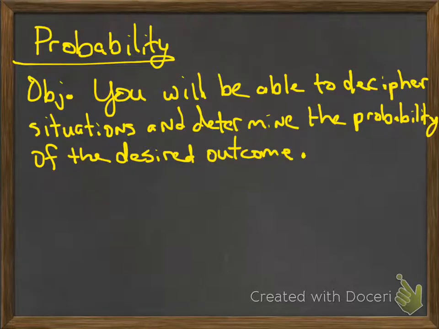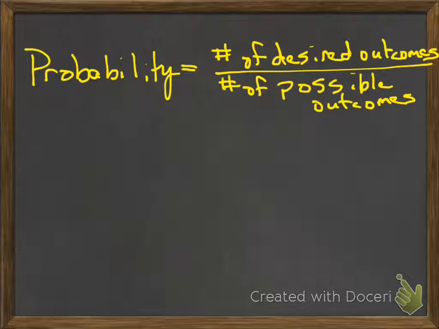So what is probability? Probability is basically the number of desired outcomes, what you want to happen, so they tell you kind of what they want to happen, over the total number of possible outcomes. Now, there are different ways to ask this question. Yes, there is. That's what I think sometimes is the confusion. But let's start off with something simple.